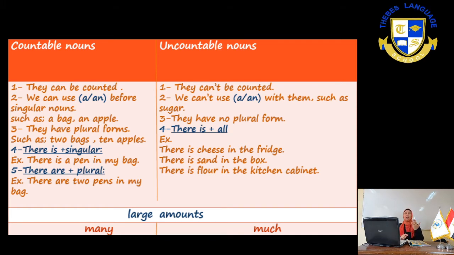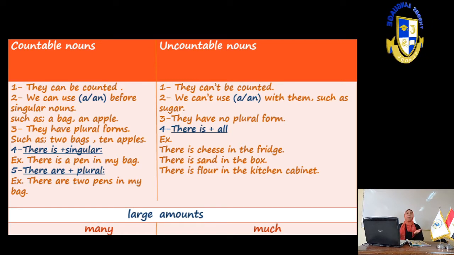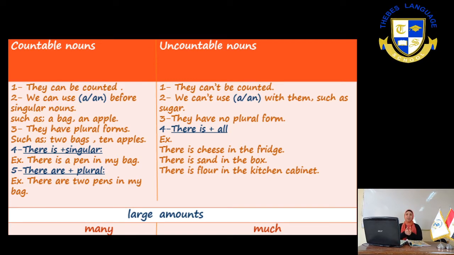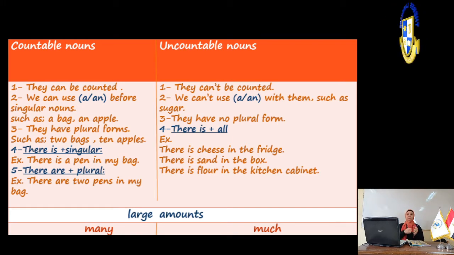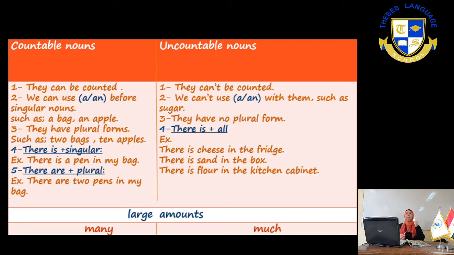Countable nouns and uncountable nouns. The slide number 17. You remember when I told you if you can count anything, this is a countable noun, like pens. How many pens do you have? I have 3 pens, maybe. So 1, 2, 3. I can count pens. I can count chairs. Can you count chairs? Can you count desks? So it's countable. We can count them.